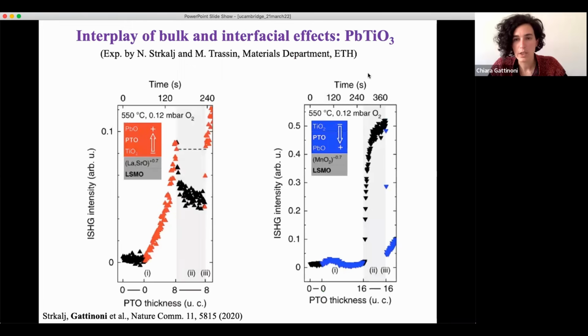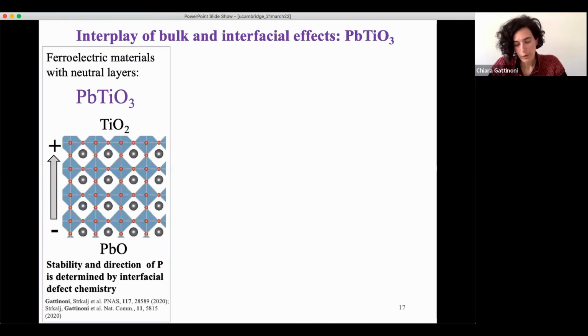And that's exactly what it does. So on the lanthanum strontium manganite, which is another metal, they were able to grow the film with a really strong downward pointing polarization following this mechanism. So what we found with this bit of work was that the stability and the direction of the polarization can be really determined by the interfacial defect chemistry.